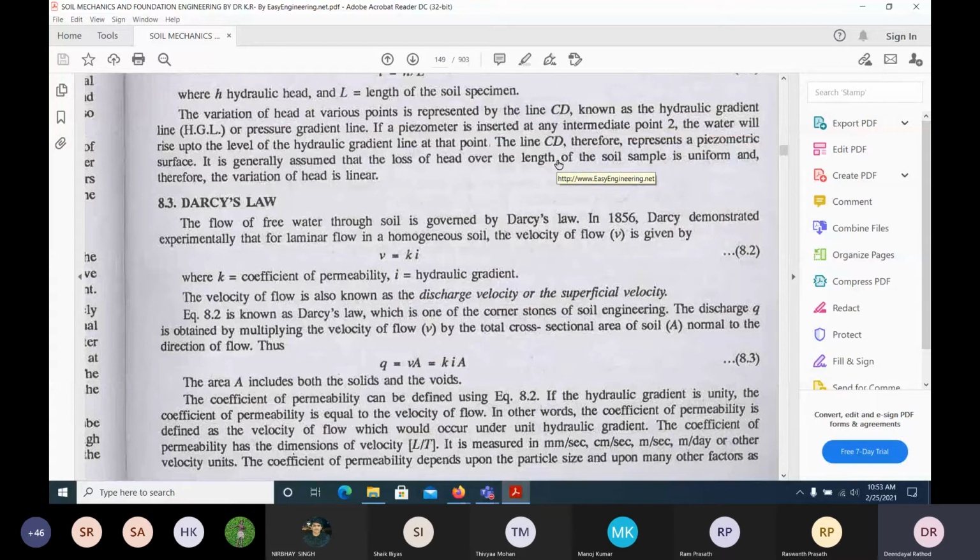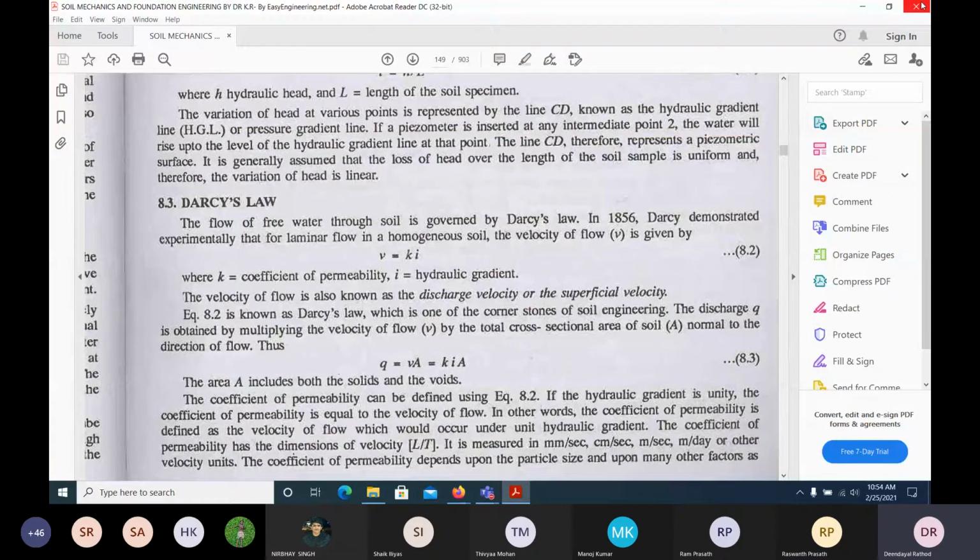Forget about K here. Velocity is directly proportional to the hydraulic gradient. If the hydraulic gradient, H by L, is very high, meaning we have more head difference, and L is small and H is high, then what happens? Velocity will be high. Understand?